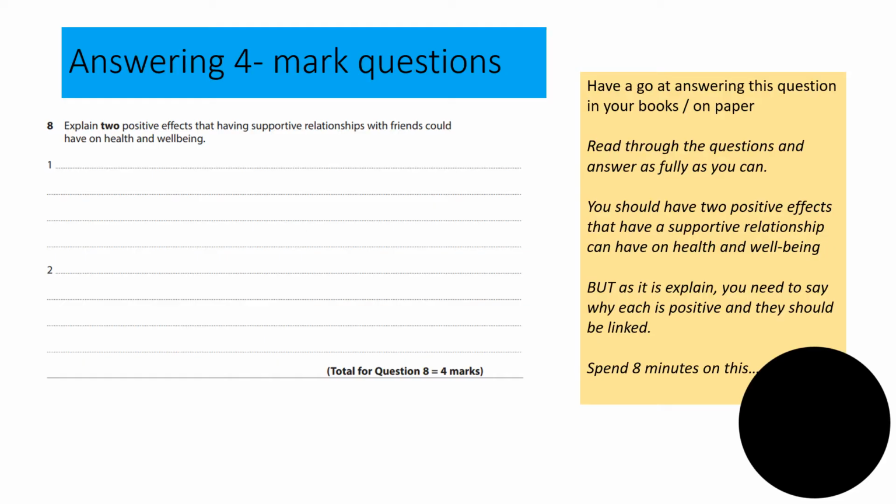What I suggest you do is have a look at this question: explain 2 positive effects that having supportive relationships or friends could have on health and well-being. Stop the PowerPoint and have a go at answering it. You need to state 2 points on positive effects and expand that further. It is an explain question, so you need to say why each is positive and they should be linked. Spend 8 minutes, which is what you would be entitled to in the exam, on this question.